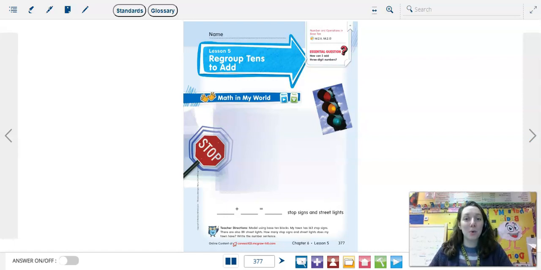Hi friends, today we're going to be working on lesson 5 in our math book, regrouping tens to add. So open up to page 377 to follow along.